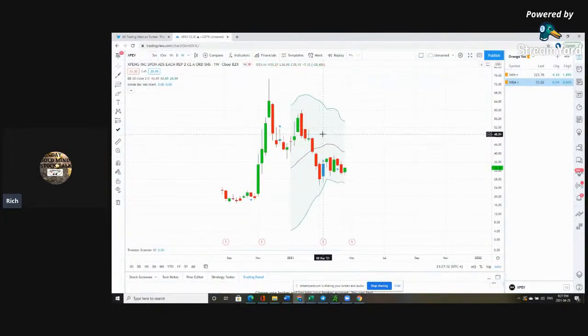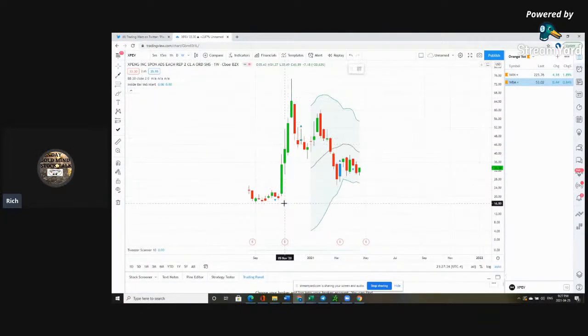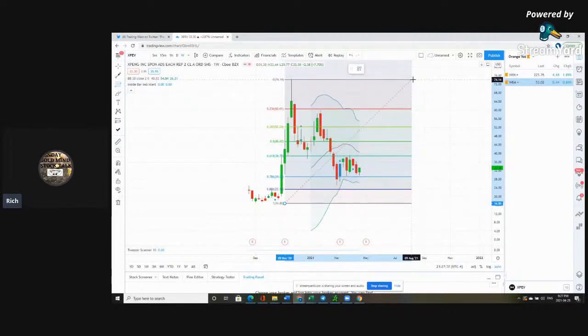XPEV. This one is sitting on a fib. If we take it from low to high, okay, we can see 786 is holding. So if we can turn the corner above 33.75, we can start to make this base continuation to the upside.